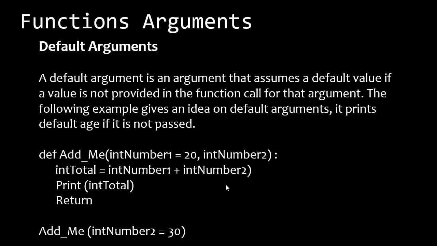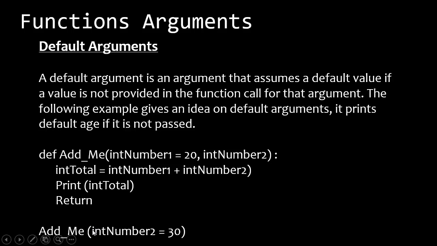A default argument is an argument that assumes a default value if a value is not provided in the function call for that argument. The following example gives an idea of a default argument. In this case, add me has int number 2 equals 30, and I'm just passing int number 2, but I gave a default to int number 1 equal to 20. Because I did not pass number 1, it's going to add 20 to 30, and the total for this particular case would be 50. Now you might be asking, it's defaulted to 20, what does that mean?